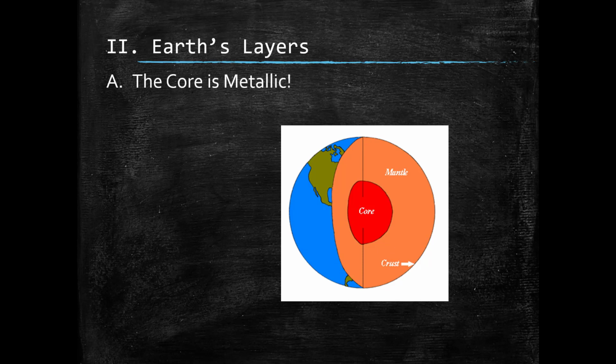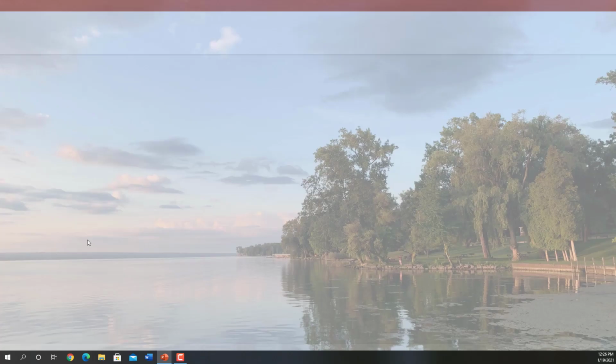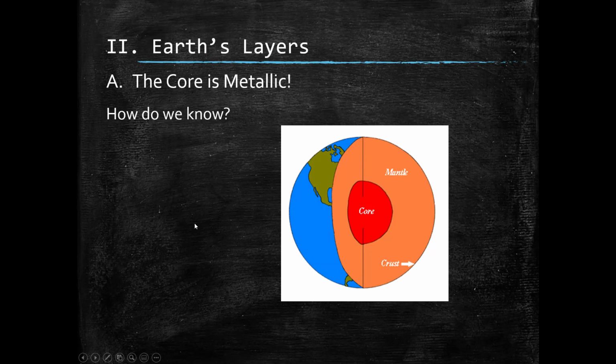Earth. Now, one thing you learned in physical geology was that the core of the Earth is metallic, and that is totally true. It is very much metallic, but how do you think we know? Because we haven't been there. It turns out there's 3 lines of evidence that make a compelling argument for the Earth having a metallic core.